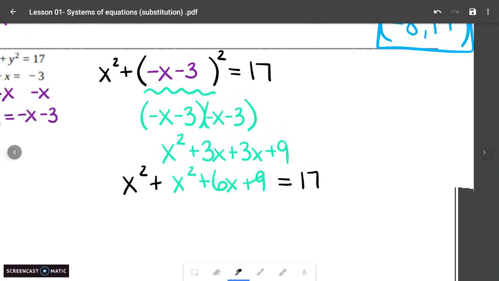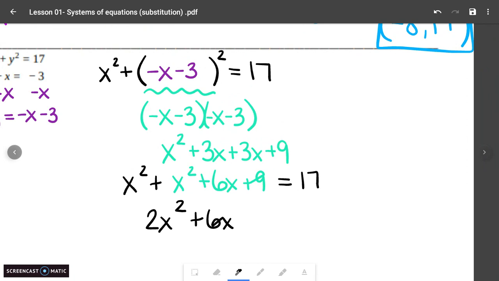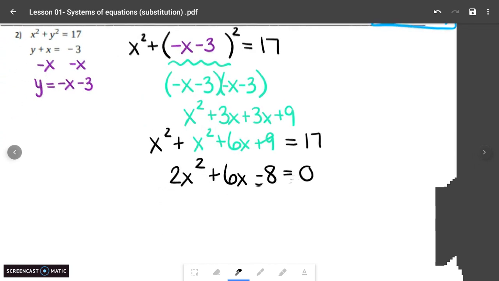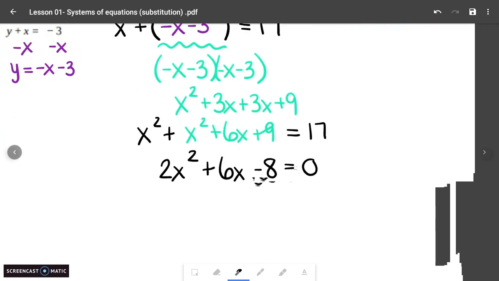So now I'm just going to combine like terms like before, so we end up with 2x squared plus 6x. And if I can even subtract that 17 in the same step, we're going to have a negative 8 equal to 0. Because remember, with quadratics, we want it to equal 0. From this point, I could try completing the square or the quadratic formula, but I might see if there's anything we can do. I might be lucky and be able to pull out this 2.